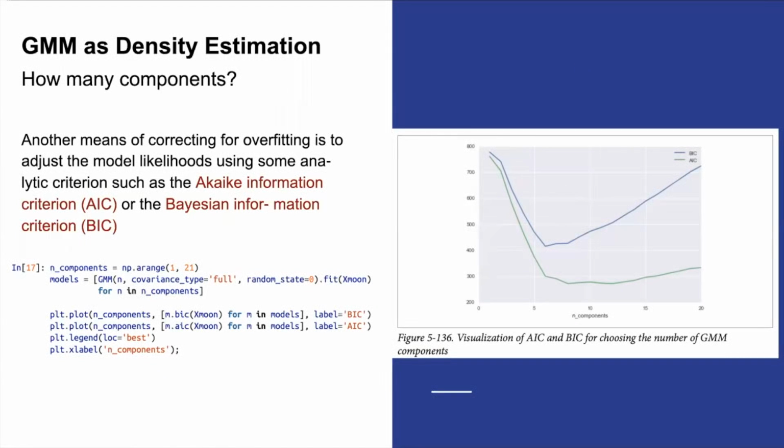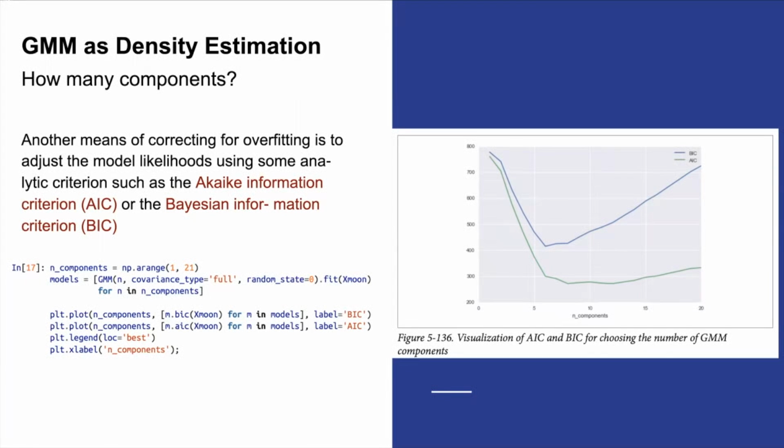So, how many components are needed for building a model? The fact that GMM is a generative model gives us a natural means of determining the optimal number of components for a given data set. A generative model is inherently a probability distribution for the data set, and so we can simply evaluate the likelihood of the data under the model, using cross-validation to avoid overfitting.